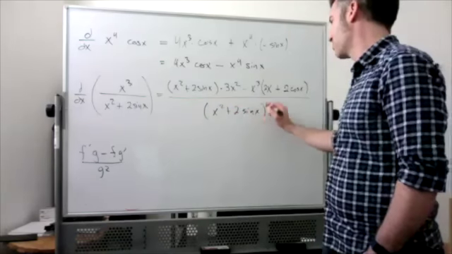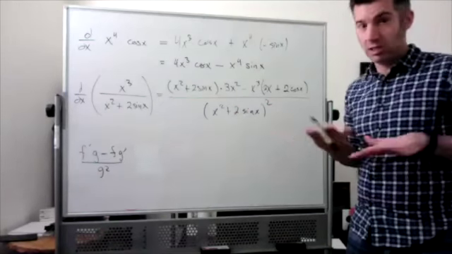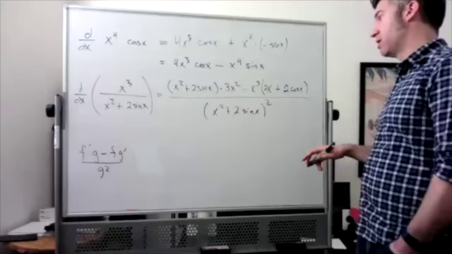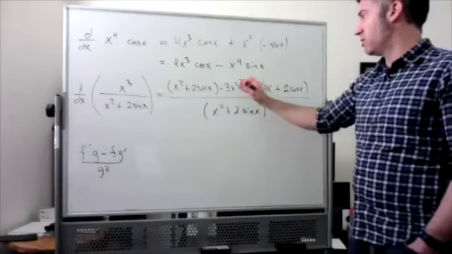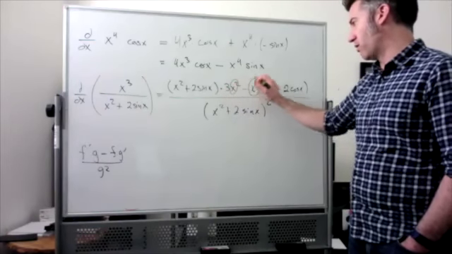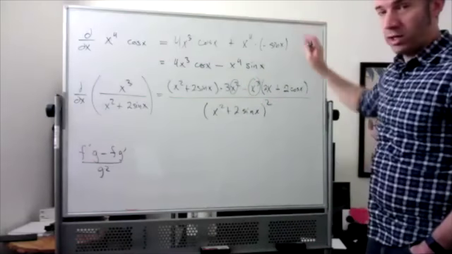Unless someone is asking you to simplify this, don't simplify it. Leave it like this. If you were going to simplify this, the first thing I would do is factor out an x squared from each of these, since it comes out very easily. Questions about this?